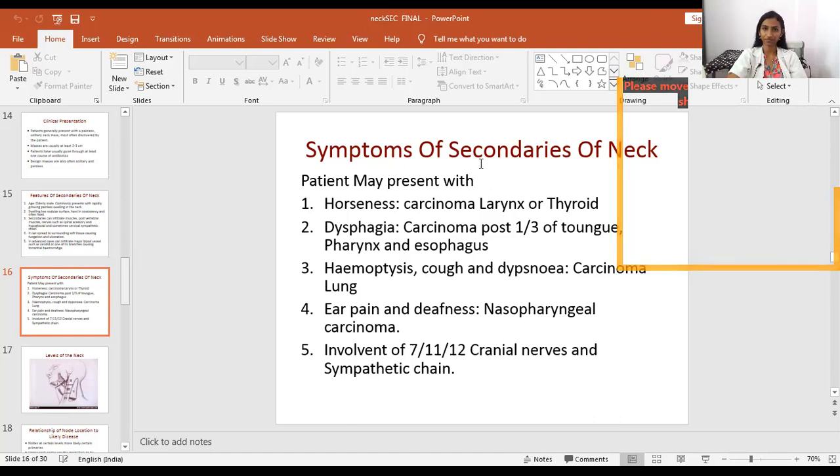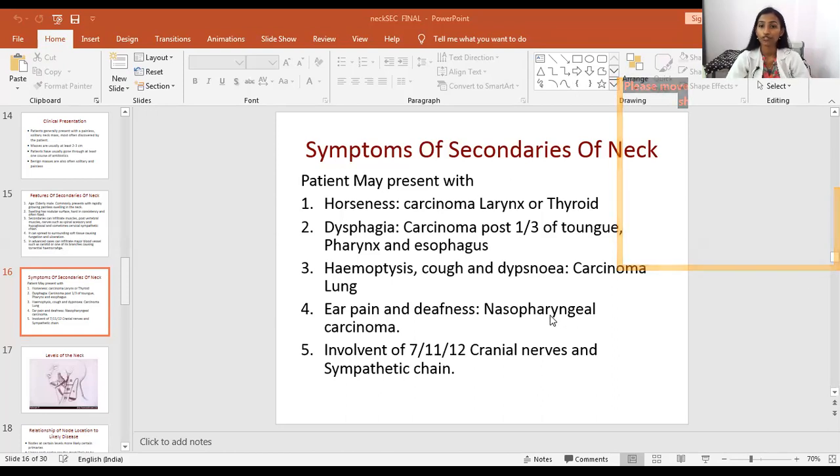We said, carcinoma of the larynx or thyroid, the patient would have hoarseness of voice, while with carcinoma of the posterior one-third of the tongue, and carcinoma of the pharynx and esophagus, the patient can present with dysphagia. And in case of carcinoma of the lung, there can be hemoptysis, cough, and dyspnea.